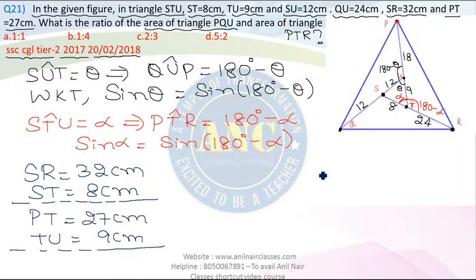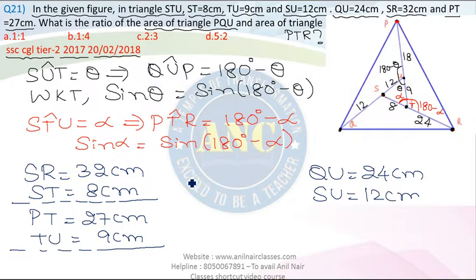Next, what else is given for you? QU value is given as 24 centimeter and SU value is given as 12 centimeter. Now, can I say SR is 32, ST is 8. That means TR will be 24. I already marked in the diagram. I am just writing once again. PT is 27, TU is 9. That means PU will be 18.